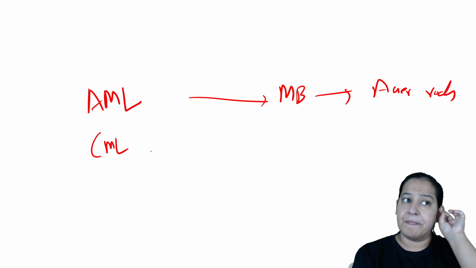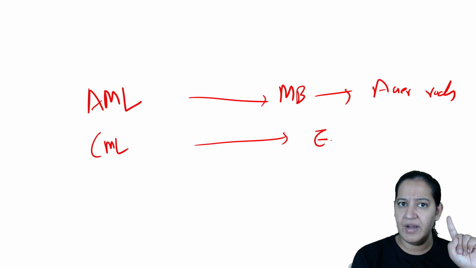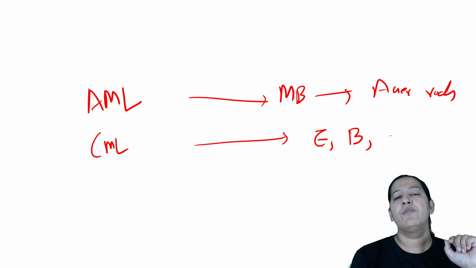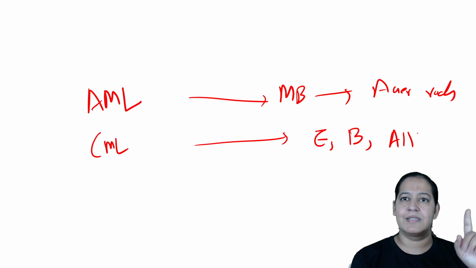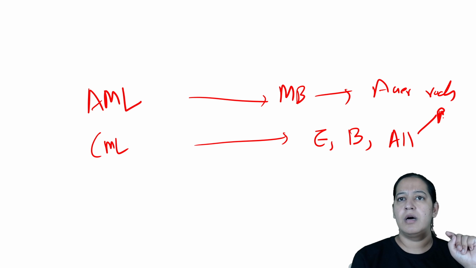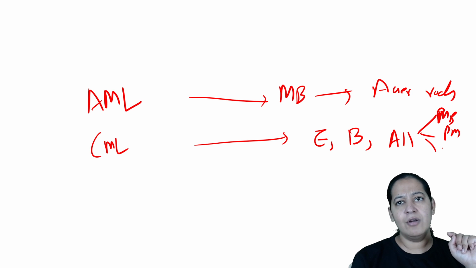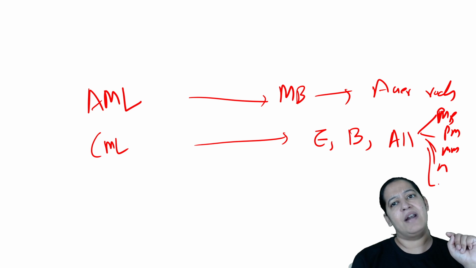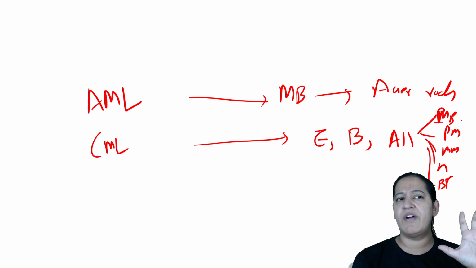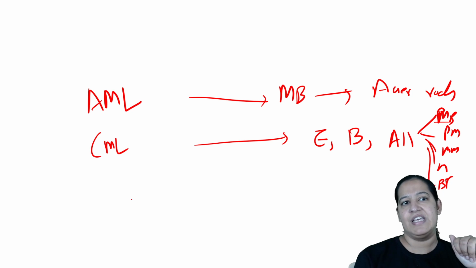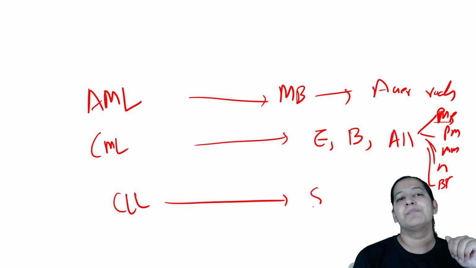If it is CML, in the diagram, you will get eosinophils, you will get basophils, and you will get all precursors. That is myeloblast, promyelocyte, metamyelocyte, myelocyte, and band form. You will find all precursors. It is not that you will find only myeloblasts. So that is the hallmark of CML. In CLL, you will find smudge cells.